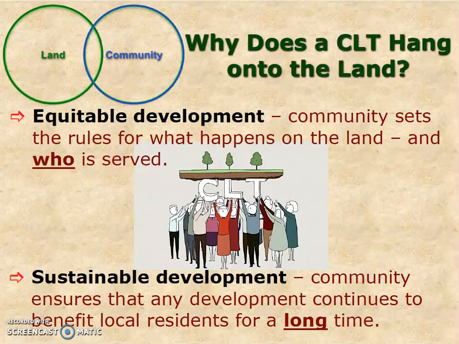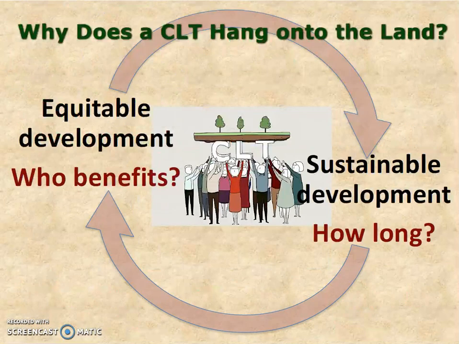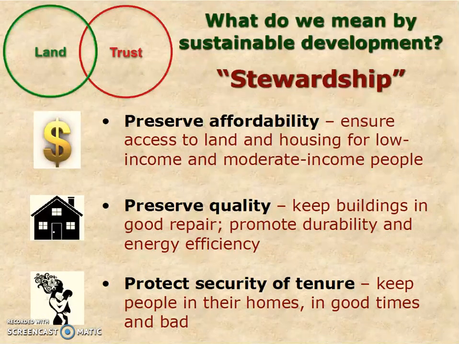Community-owned land, then, is a means to ensure that development will be both equitable and sustainable, which in the world of CLTs are never separated. Equitable development and sustainable development are two sides of the same coin. Sustainable has a very specific meaning in the world of CLTs. That is, we refer to it in terms of stewardship.